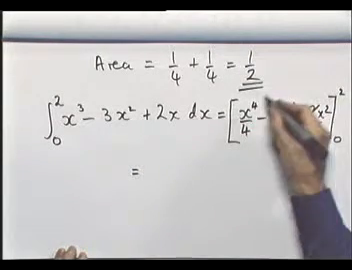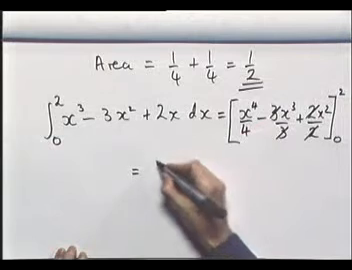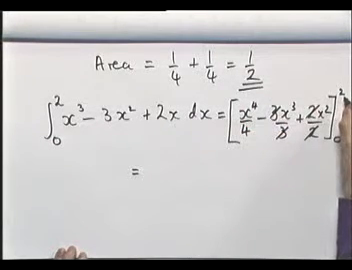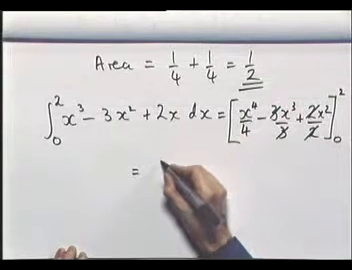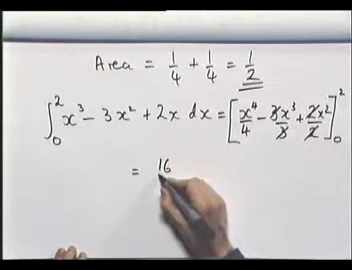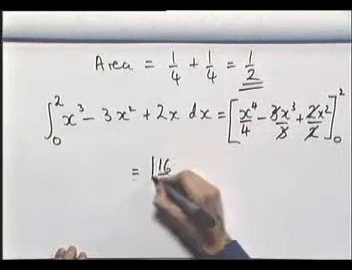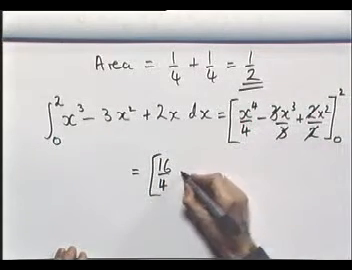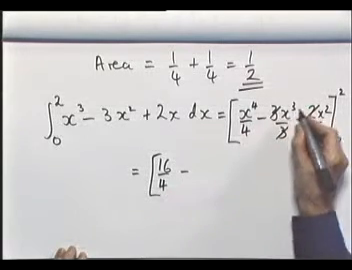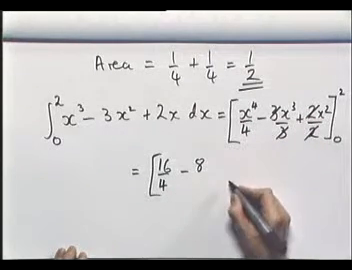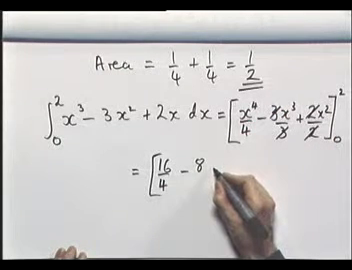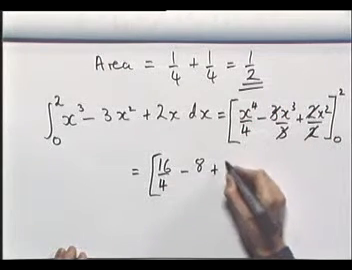Equals. Let's substitute in the upper limit. So that's x to the power 4 when x is 2. 2 multiplied by itself 4 times is 16, divided by 4. Minus x cubed: 2 multiplied by itself 3 times, that's 8. Plus x squared, that's 2 multiplied by itself twice, so that's plus 4.